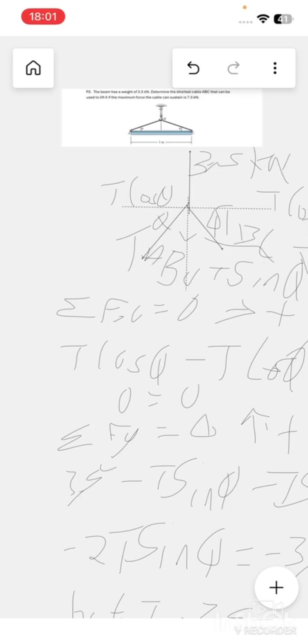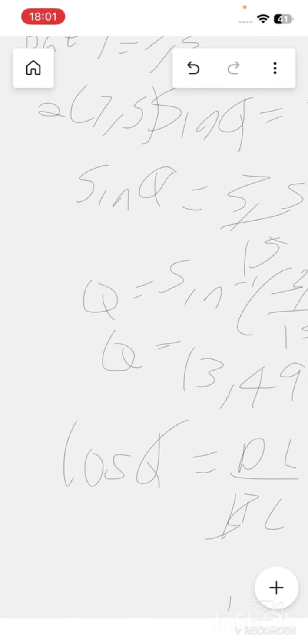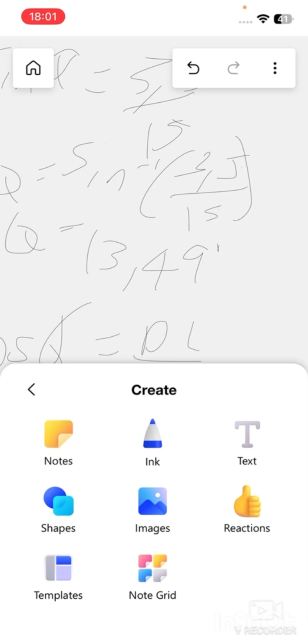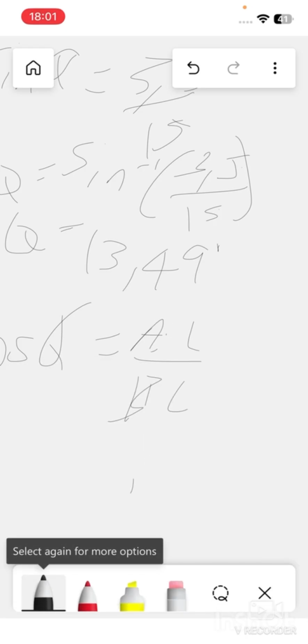Our diagram is like this. It's ABC. So it's AB. Cos theta is equals to AB over BC. BC is equals to AC. This is AC. So it's not D. We do not have D. Therefore, we're gonna fix this one, which is going to be AC.